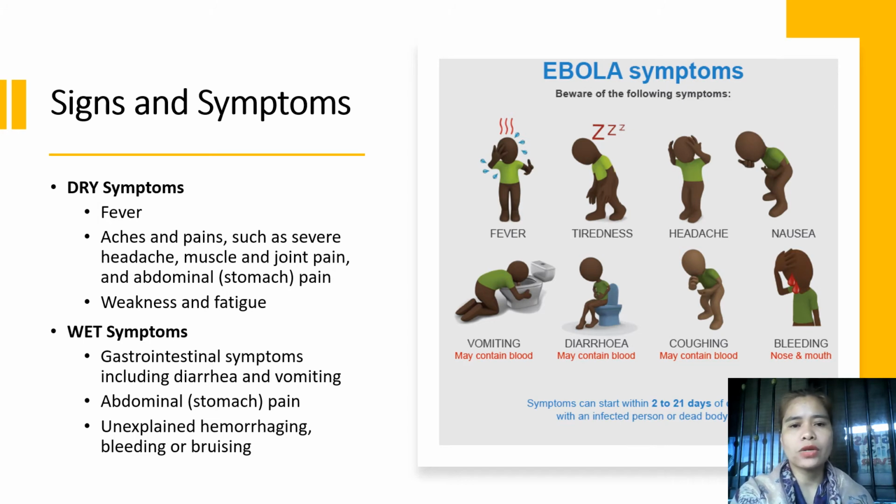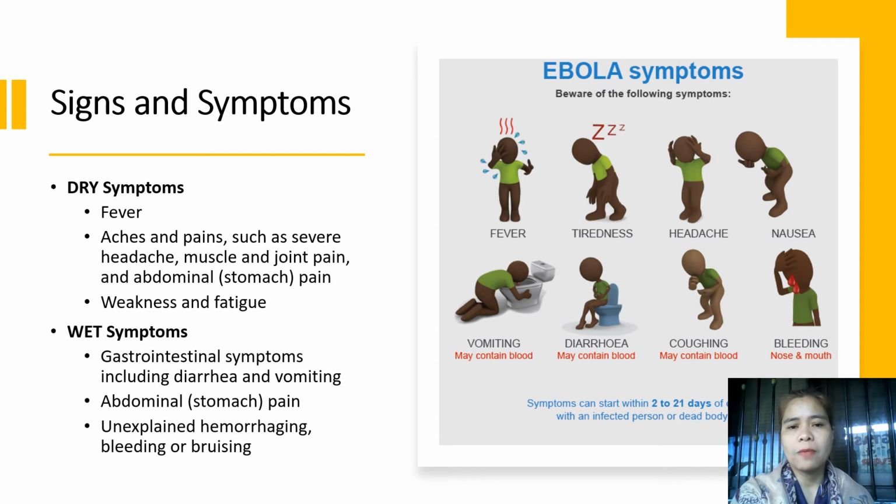As the person becomes sicker, primary signs and symptoms of Ebola virus often include some or several of the following dry and wet symptoms, like abdominal pain and unexplained hemorrhaging, bleeding or bruising. Other symptoms may also include red eyes, skin rashes, hiccups. Many common illnesses can have the same symptoms as EVD, including flu, malaria, and typhoid. That is why sometimes they are mistaken as these kinds of diseases. EVD is a rare but severe and often deadly disease.